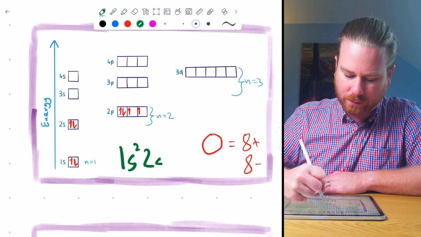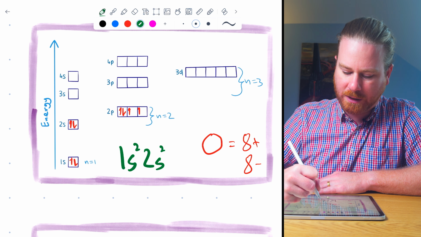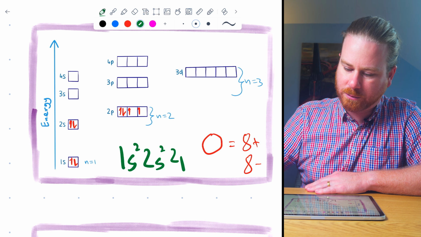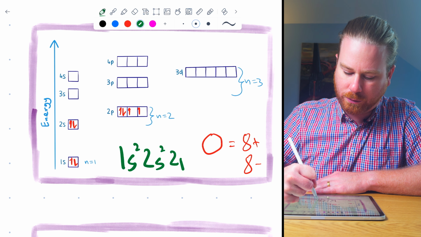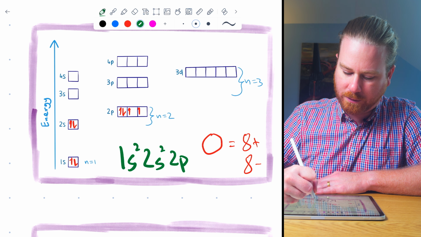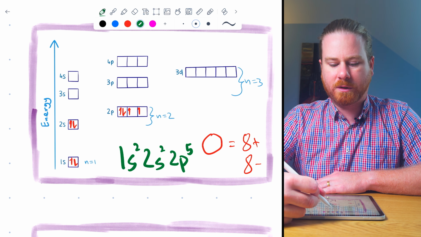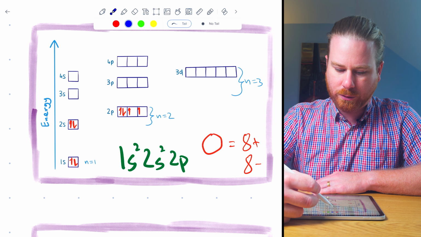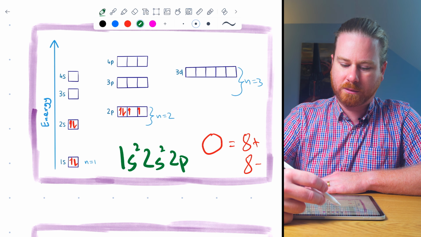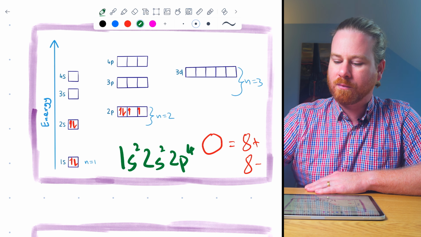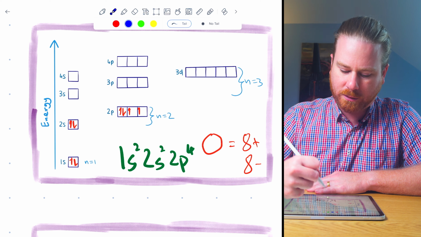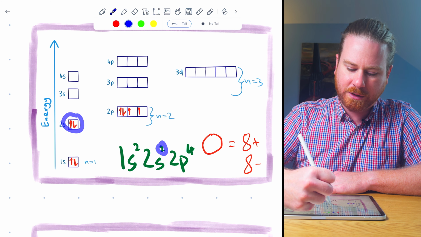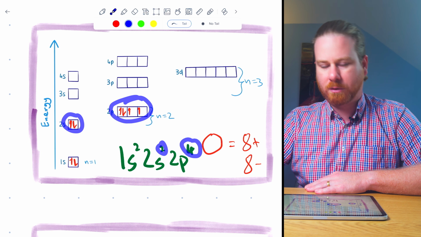Then 2s2, and then 2p5. So there we go. So we've got not 5, 2p4. So we've got 2 electrons, and then 4 electrons.